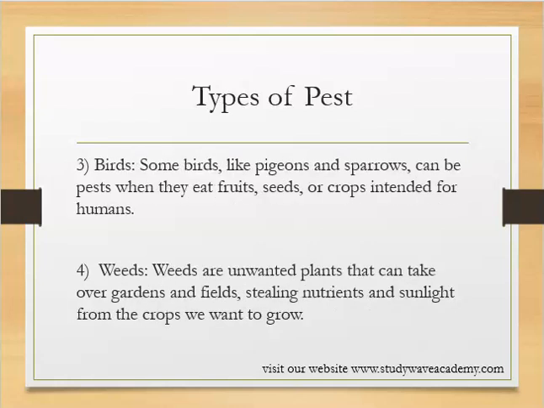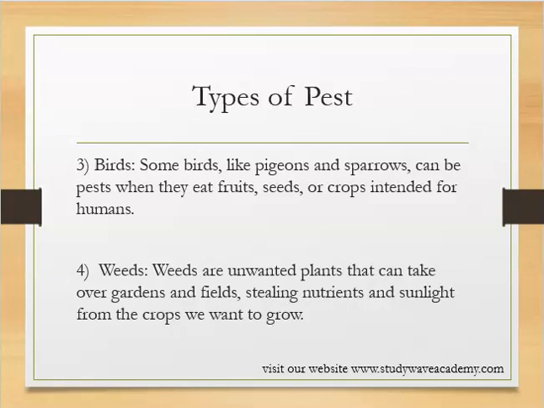We have the birds. Some birds like pigeons and sparrows can be pests when they eat fruits, seeds, or crops intended for humans. Maybe you have a guava tree. Birds, pigeons, sparrows, different types of birds can eat your fruits. So birds are also pests. Okay, did we understand that? Birds can be pests because they eat your fruits, your seeds, your crops, which you have planted for yourself.